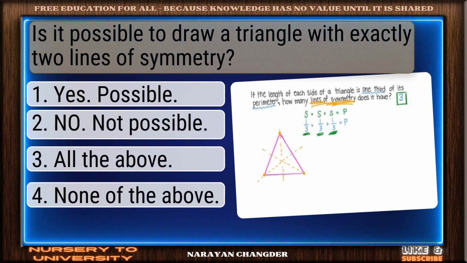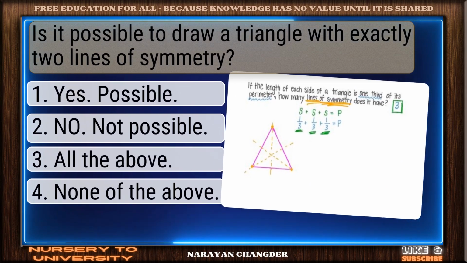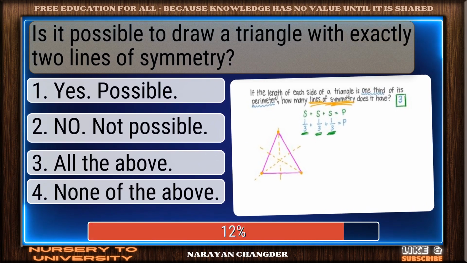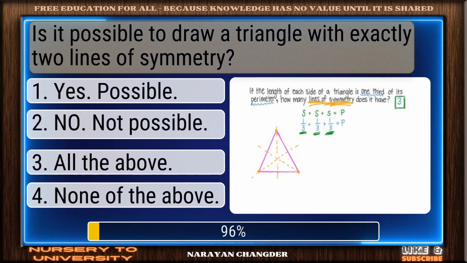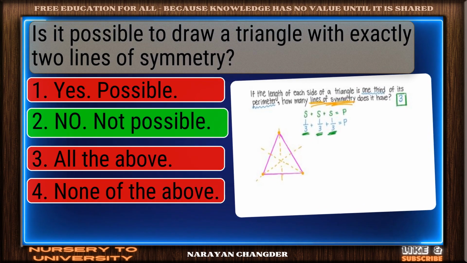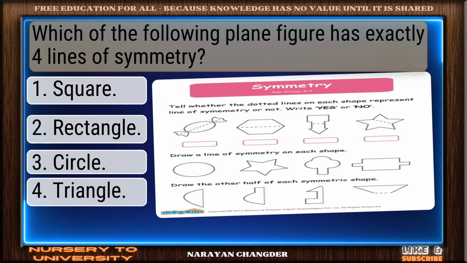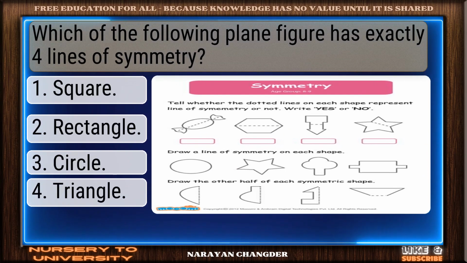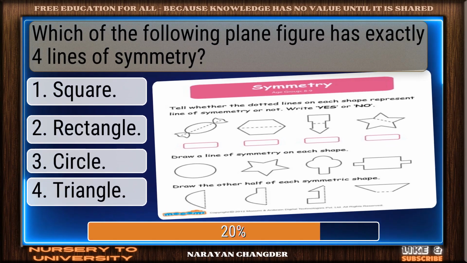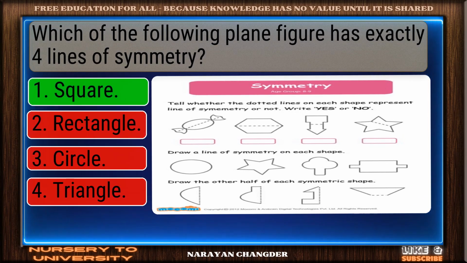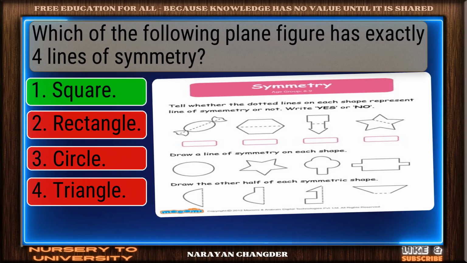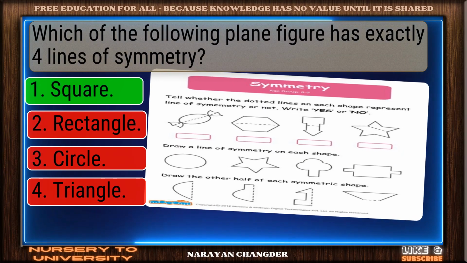Is it possible to draw a triangle with exactly 2 lines of symmetry? Good thinking. No, not possible is the right answer. Which of the following plane figures has exactly 4 lines of symmetry? You chose square, and it is correct.